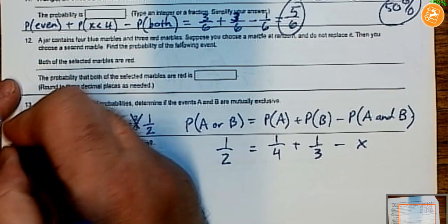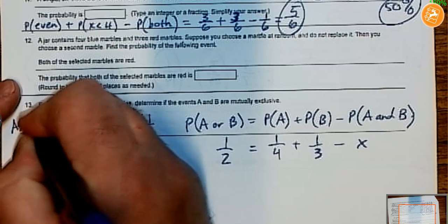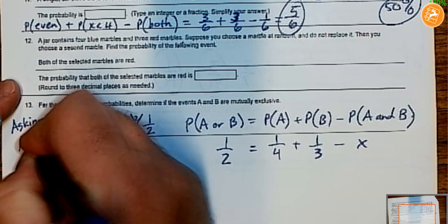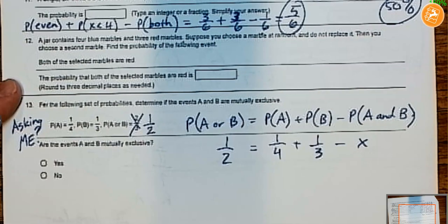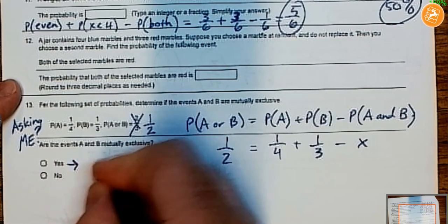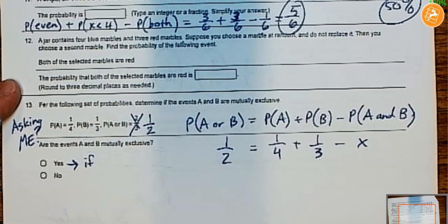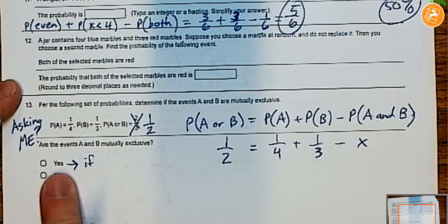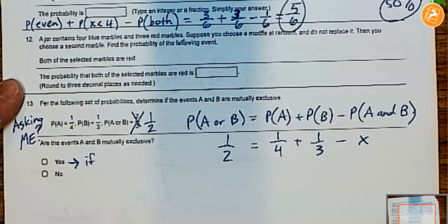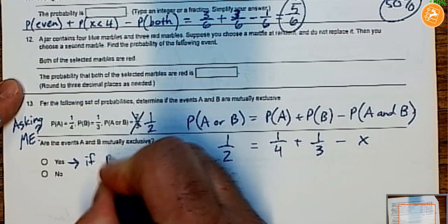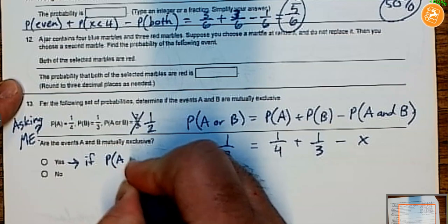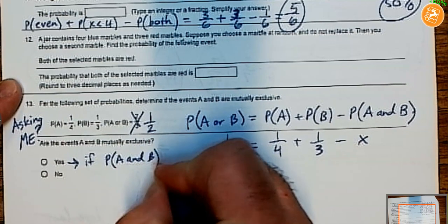Now, they are not telling me these are mutually exclusive. They are asking me, are these mutually exclusive? What is the only condition that you would say yes to? If something is true, then we're going to choose yes. If they can't happen at the same time.